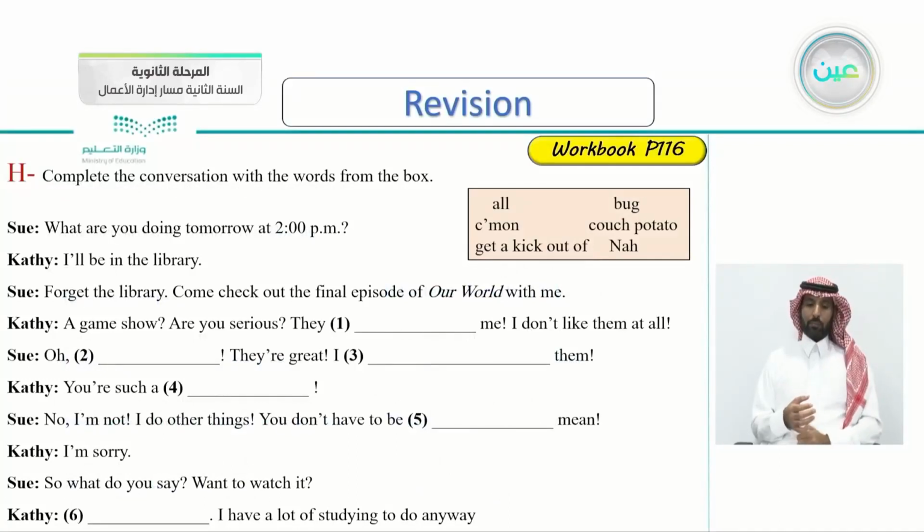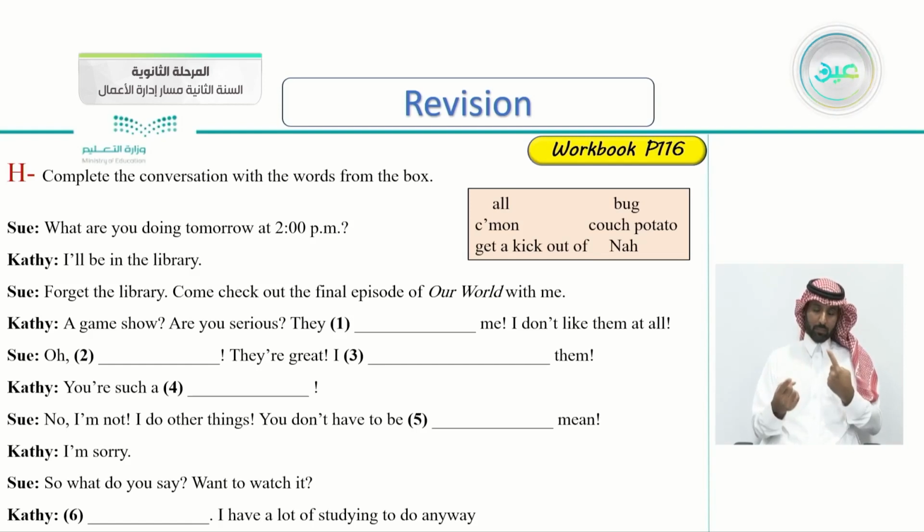The second exercise here on page 116: complete the conversation with the words from the box. We have 6 words here: all, come on, get a kick out of, bug, couch potato, and nah. So this is a conversation between Sue and Kathy.